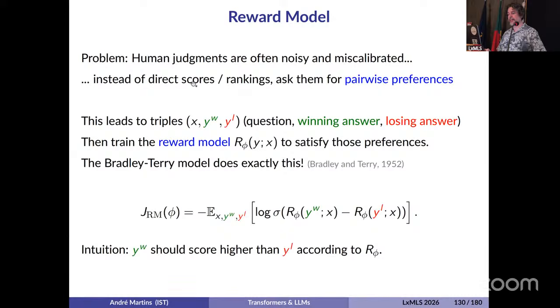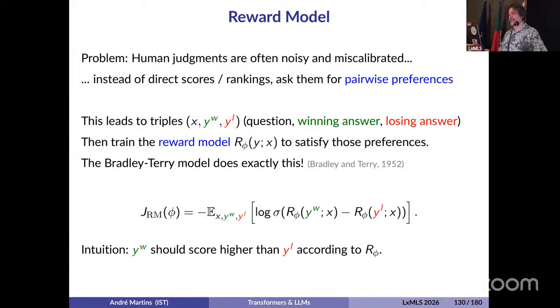If you do this at scale, you are going to obtain a bunch of triples, where we have your original question X, and then you have a winning answer in green here, YW, and the losing answer, YL, right? And so what you want to do is to train the reward model to be compliant with these preferences. We want the reward model to give a higher reward to YW than it gives to YL, right? There is a very good statistical model to solve this kind of ranking problem called the Bradley-Terry model.